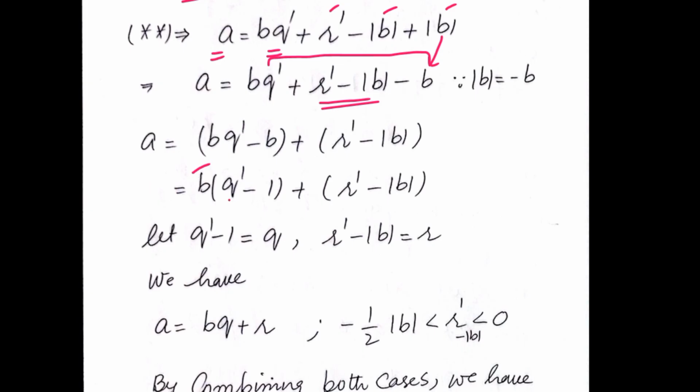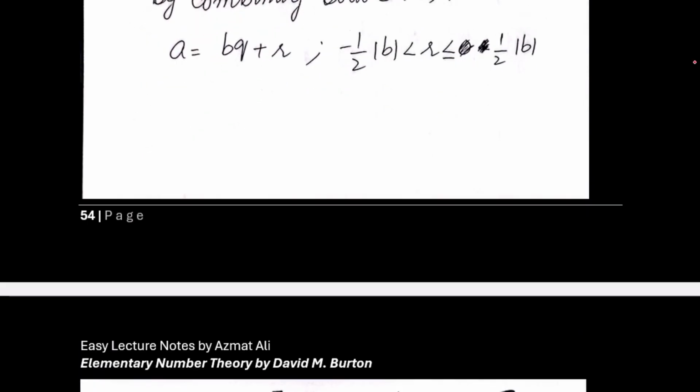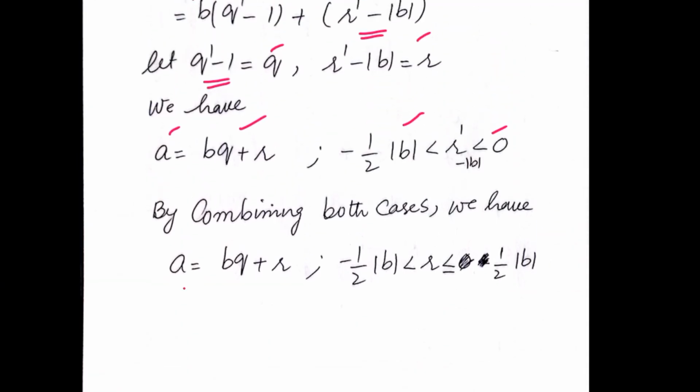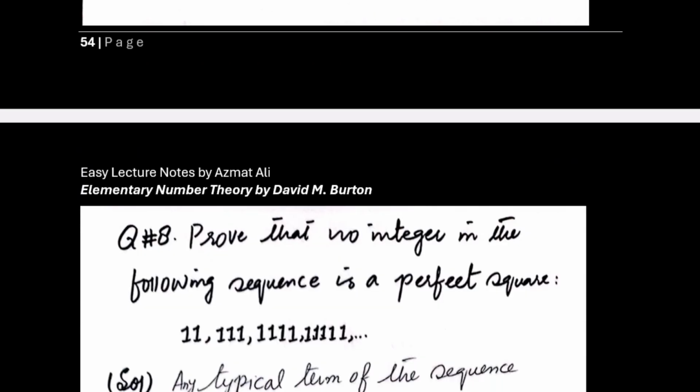as q' is an integer, q' minus 1 is also an integer. Say this is equal to q and this is equal to r. I have a is equal to bq plus r, where minus half of |b| is less than r' minus |b| which is less than 0. So by combining both of the cases, I have a is equal to bq plus r when minus half of |b| is less than r is less than half of |b|. Okay, and it completes the proof.